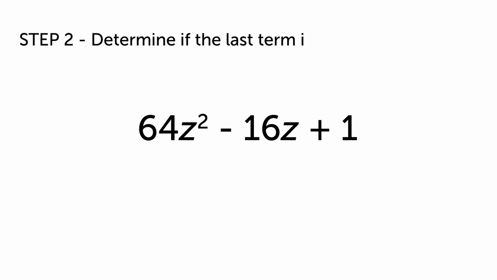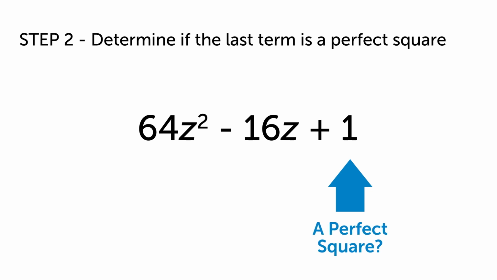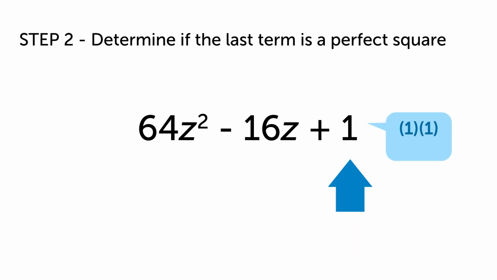Now we shift our focus to the last term of our trinomial. Is it a perfect square? Just as before, we need to find factors of 1 that will be equal to each other. For this constant term, the factors of 1 and 1 multiply to be 1 and are equal to each other. But this is where we need to take into account the fact that the middle term is negative. Notice that -1 times -1 also multiply to be 1, and they are equal to each other.